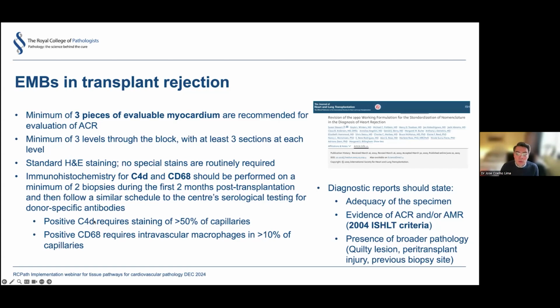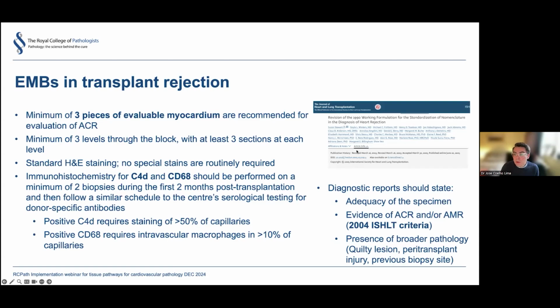C4D positive immunohistochemistry is considered when there is more than 50% staining of capillaries, and a positive CD68 requires intravascular macrophages to be present in more than 10% of the capillaries.